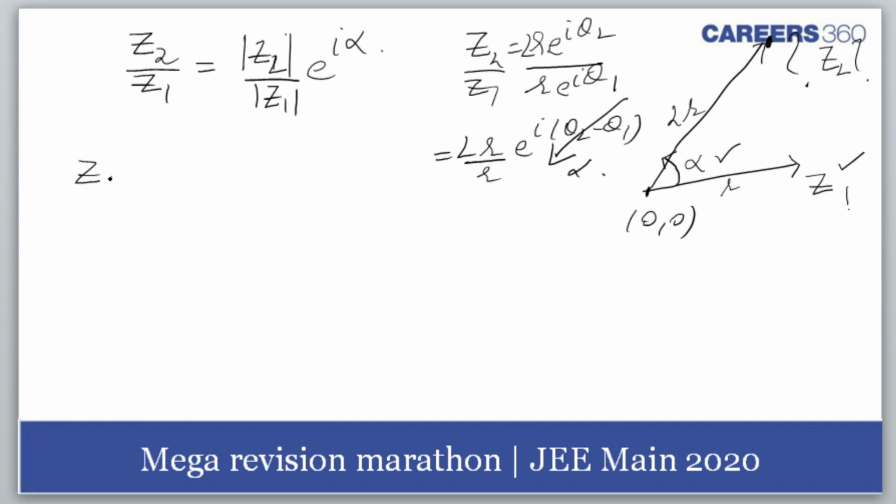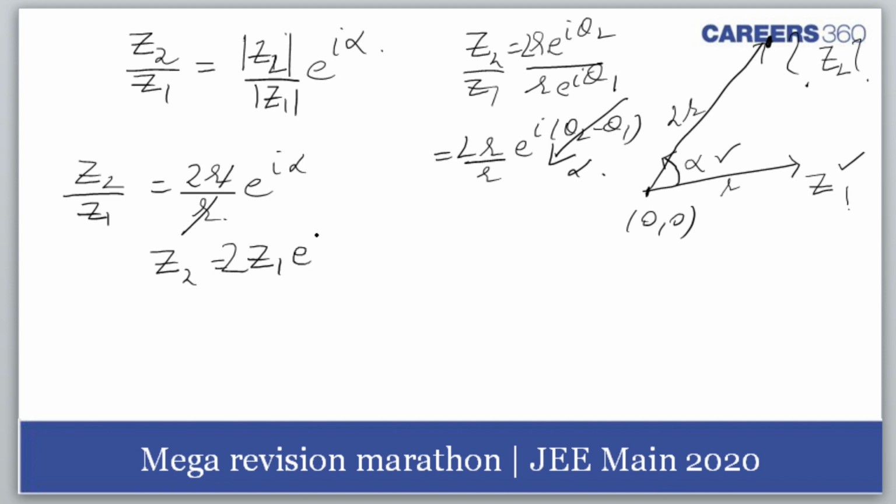So Z2 by Z1 fetches me mod of Z2. Mod of Z2 is what? 2r. Mod of Z1 is what? r. e^(iα). r, r goes. So Z2, which I'm interested in finding, is Z1 into 2 into e^(iα). That's what I get as my answer. Alpha is known, Z1 is known, so Z2 is calculated. I hope you understand.